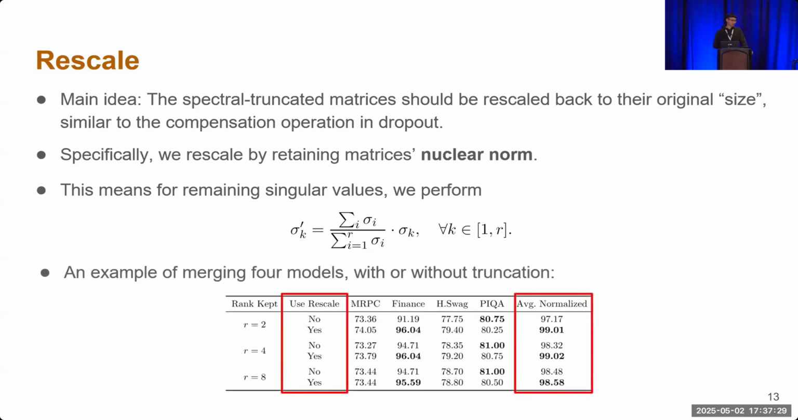So here we show an example of merging 4 T5 models. And one can see that rescale indeed helps by boosting the final merged model performance compared to no rescale. And again, a more rigorous proof about this step can be found in our paper. So please check it if you are interested in the mathematical part.